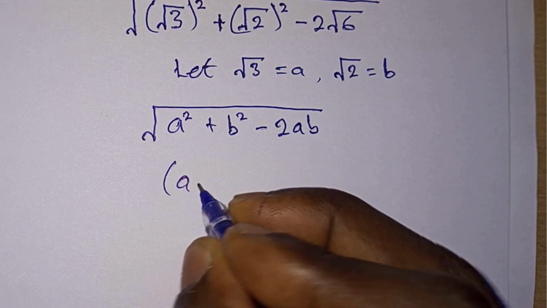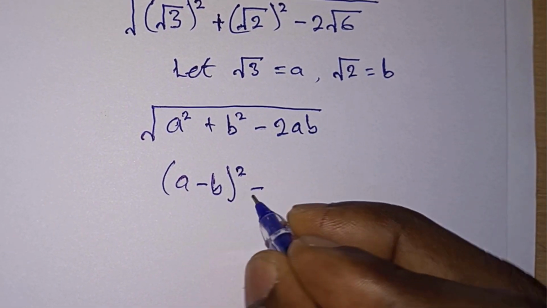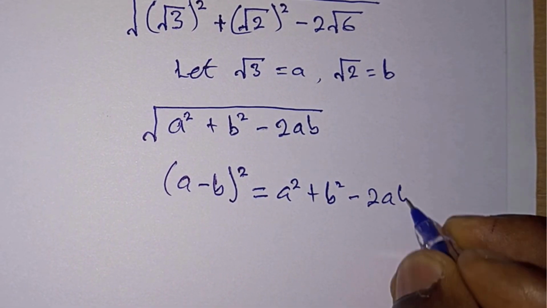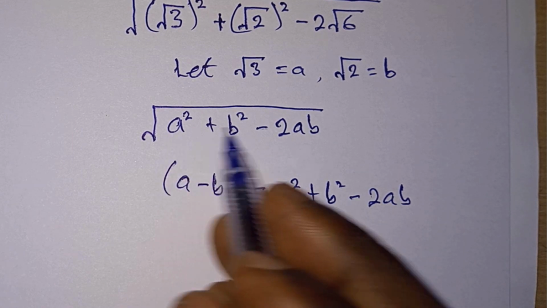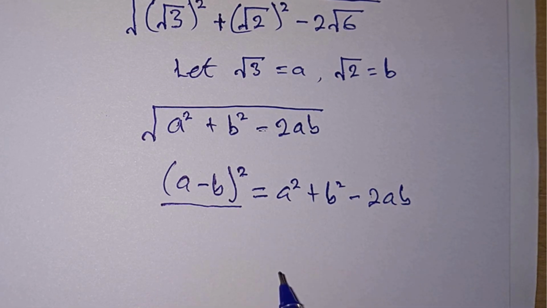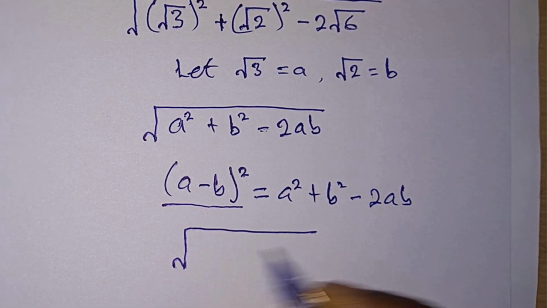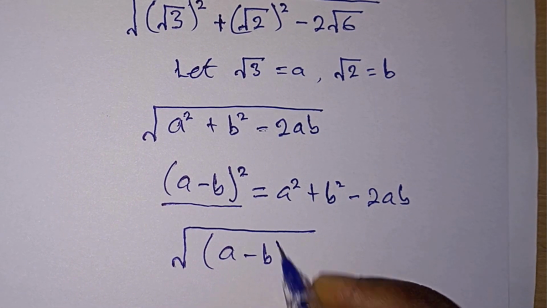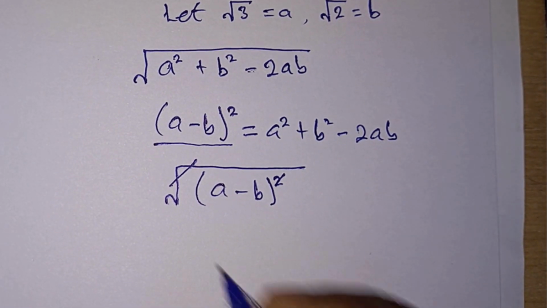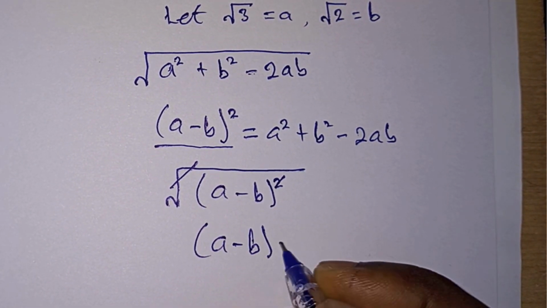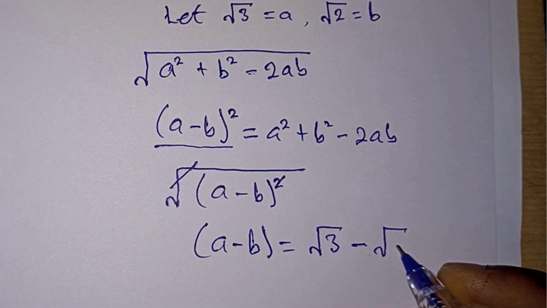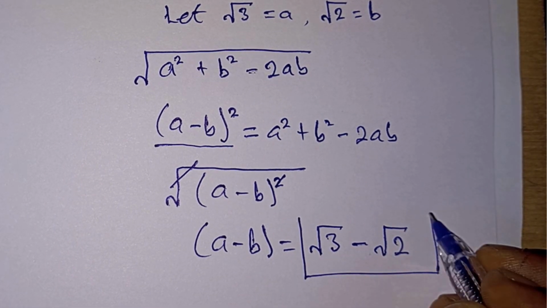But note, a minus b all to the second power, if we expand this, we have a squared plus b squared minus 2ab. So we see that what we have here is the exact same thing here. So in place of this one, we can put a minus b all squared. So we would have square root of a minus b squared. And we see that this square will cancel this square root. Now we are left with a minus b, which is equal to, a is square root of 3 and then b is square root of 2, as our final answer.